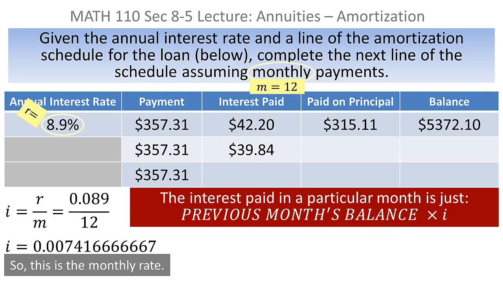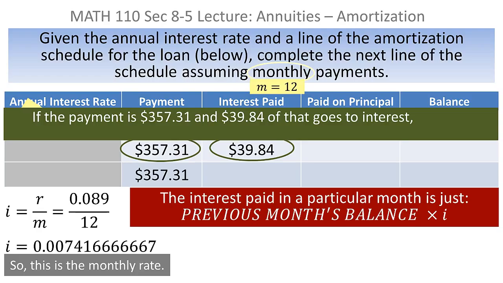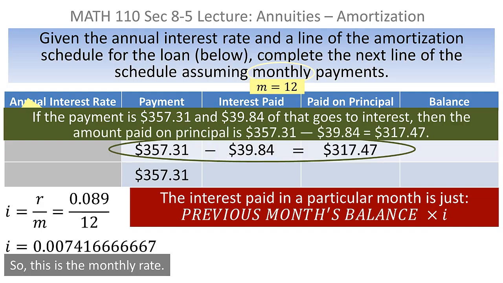Moving along, as I said earlier, the difference between your payment and your interest paid, that difference is what's left to be paid on principal. So all you need to do is take the monthly payment amount, subtract off the interest that you just calculated, and that'll tell you how much was paid on principal. It turns out to be $317.47.